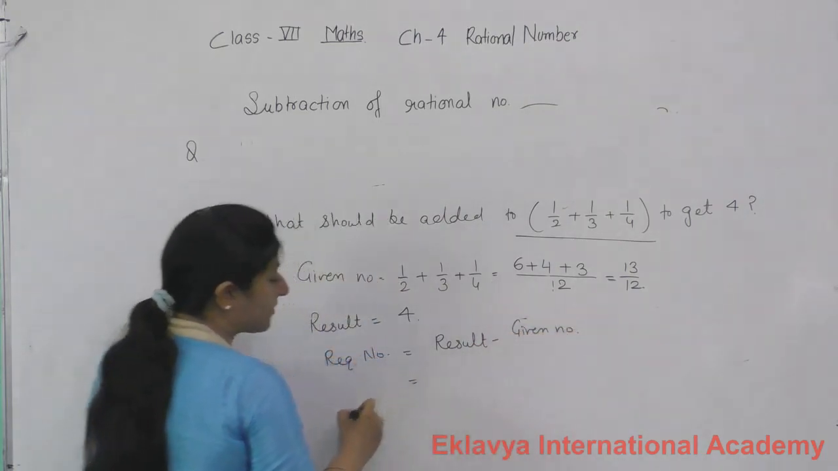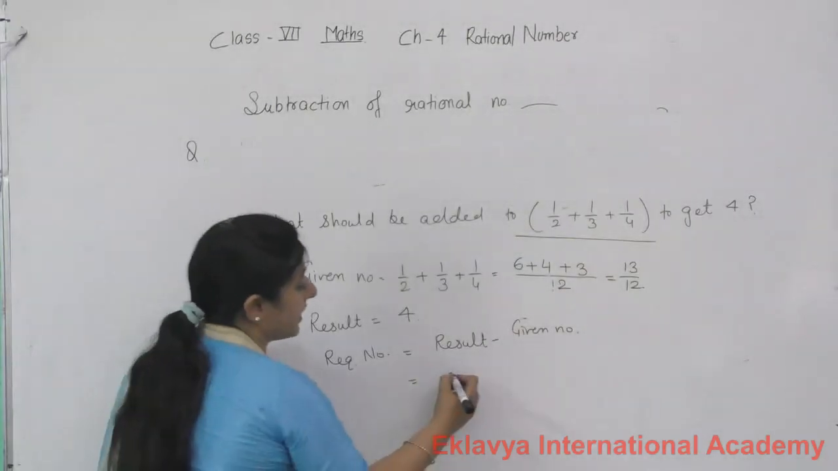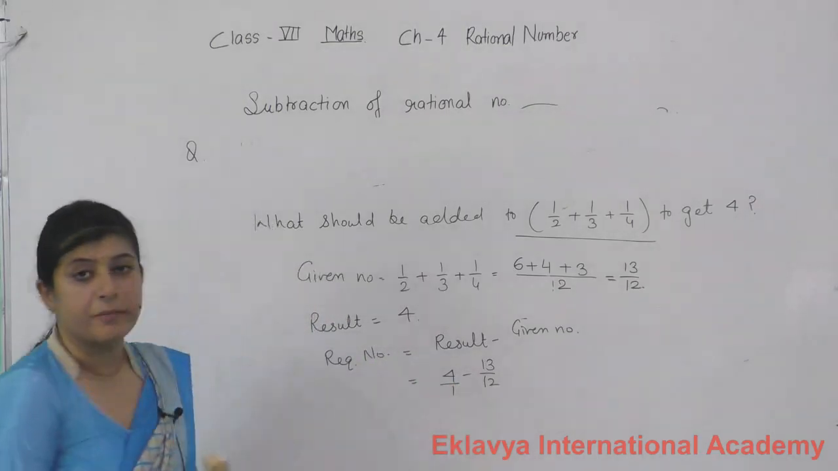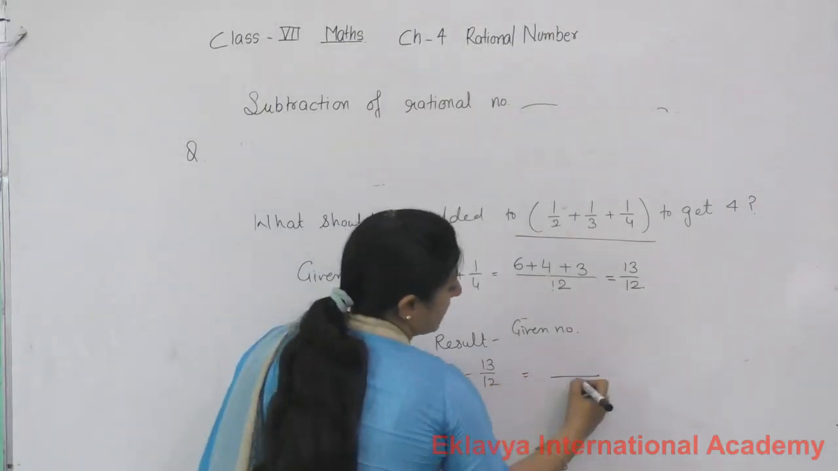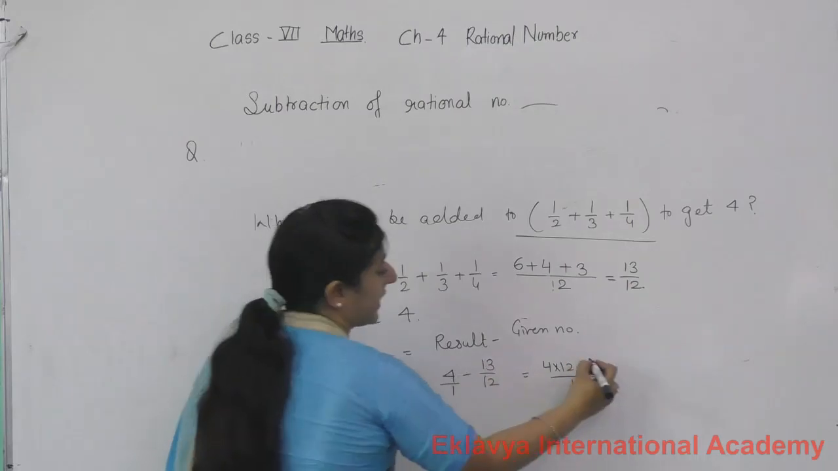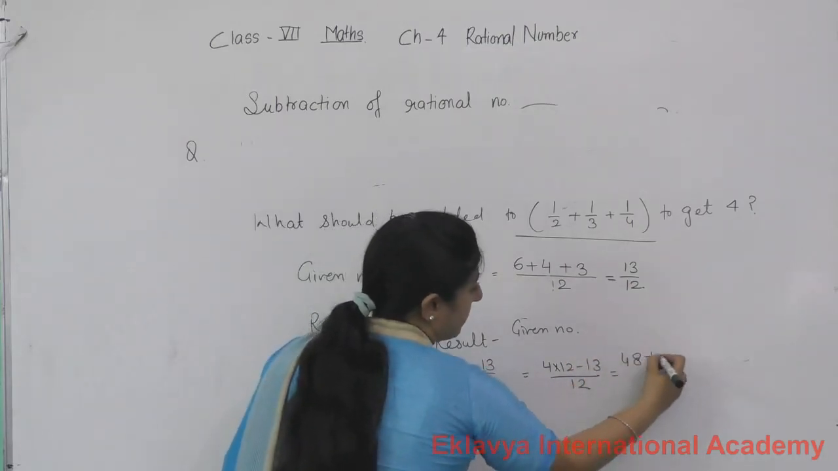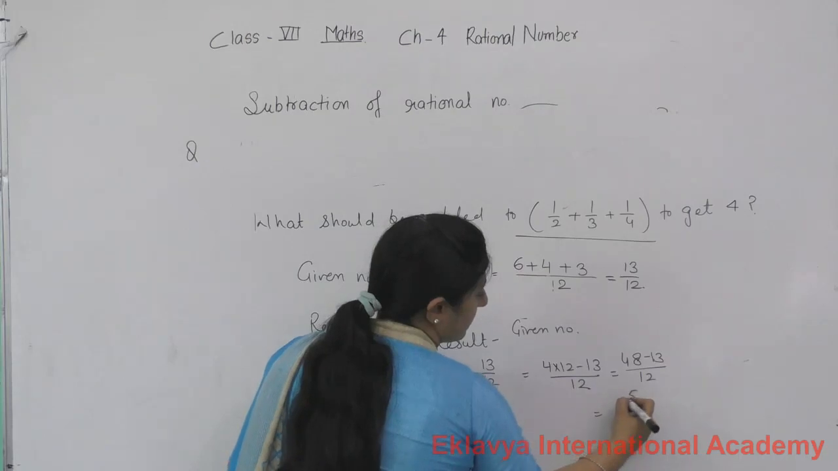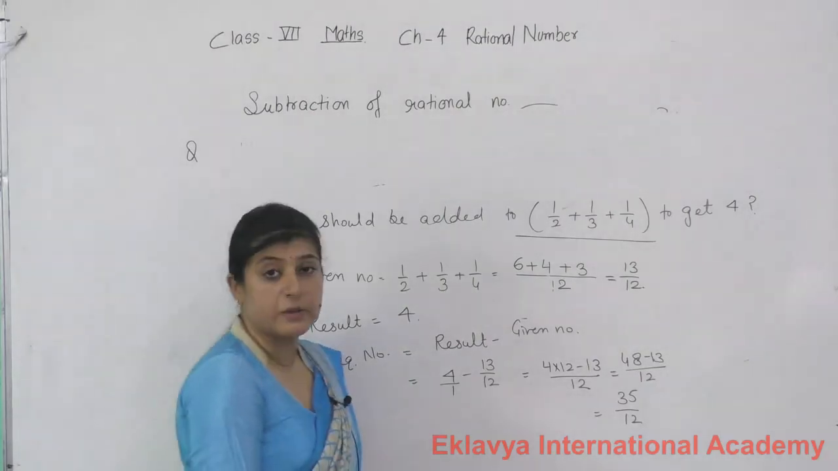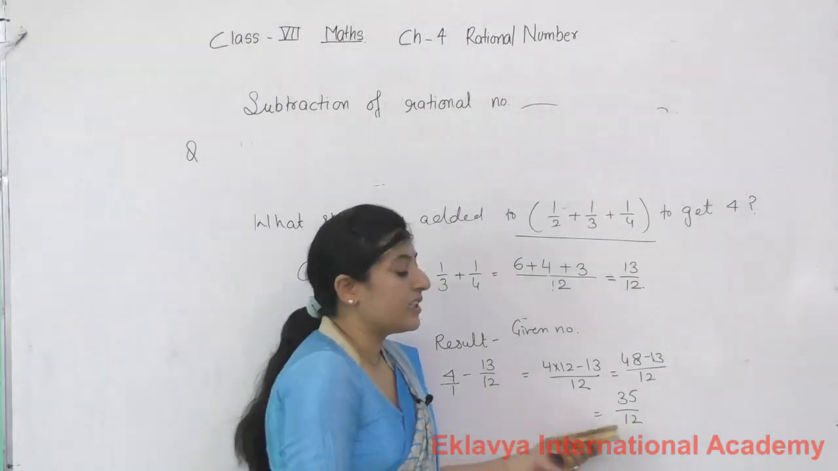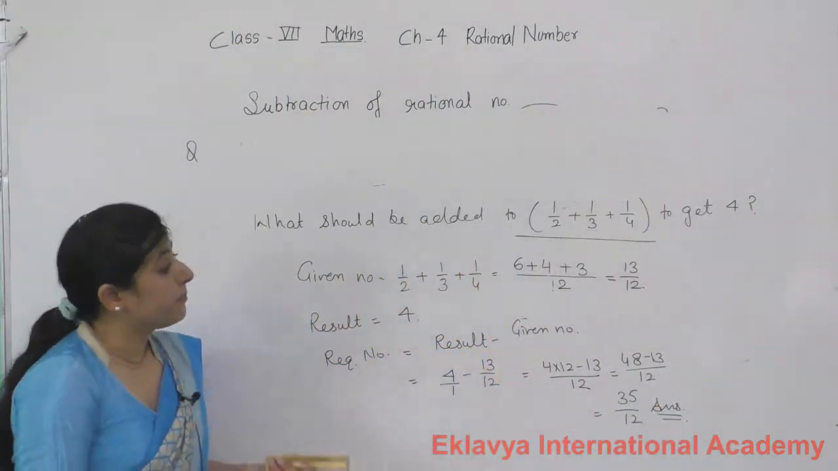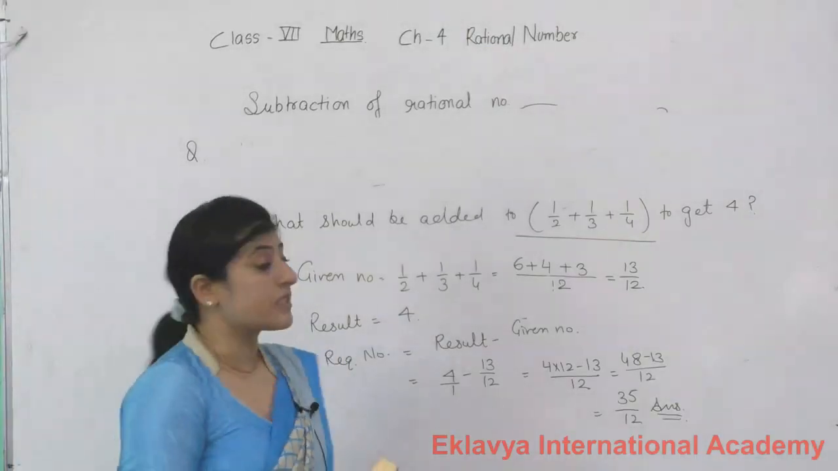In the addition process, required number is result minus given number, that is 4 minus 13 upon 12. Here 4 has no denominator, it means 4 by 1. LCM of 1 and 12 is obviously 12. So we multiply 12 into 4 minus 13: 48 minus 13 upon 12, that is 35 by 12. If you want to change into the mixed form, you can do it. Otherwise this one is our answer. So this type of question we will solve.